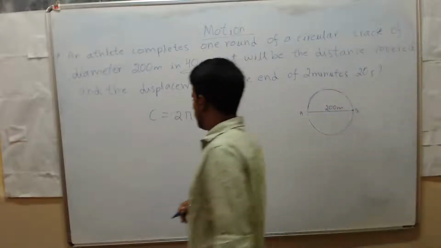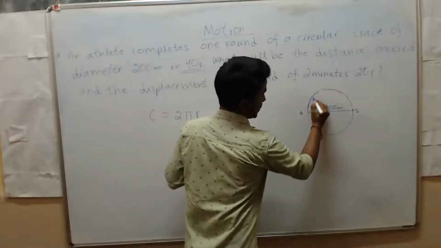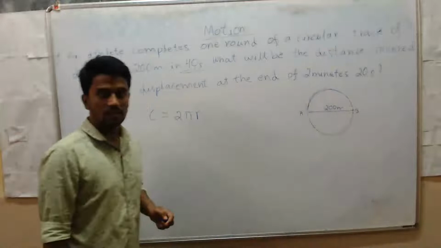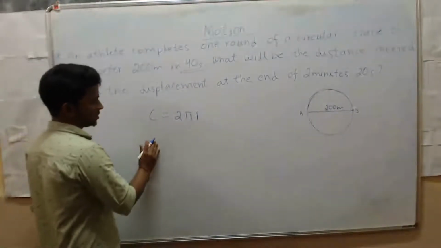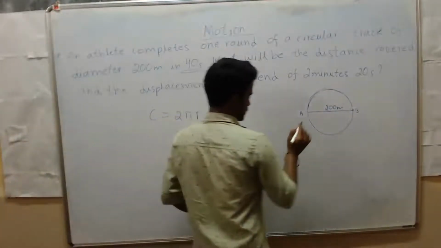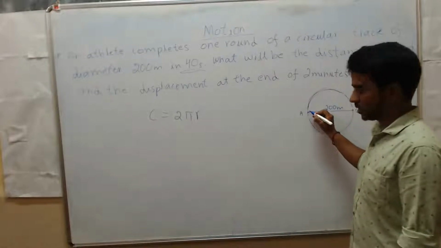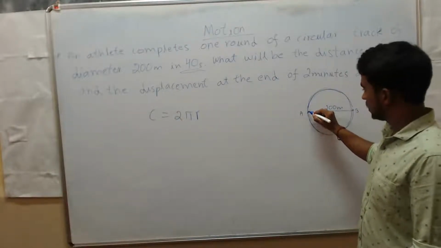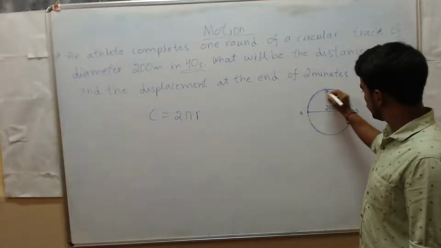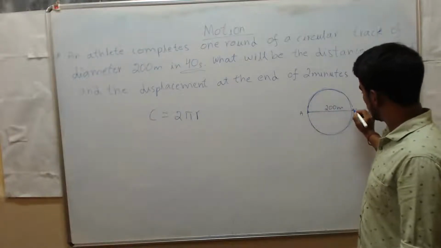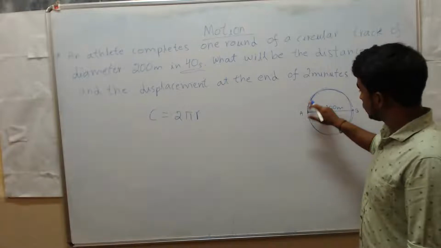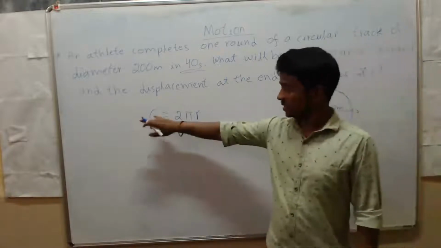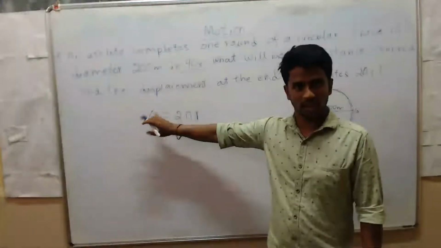See here. First, we can calculate how big the circle is, the circumference of the circle. Listen here. He will start at A. He will draw like this, and finally he will reach here. So now that athlete covered this distance, right? This distance. So this distance is equal to what? That is the circumference of the circle.